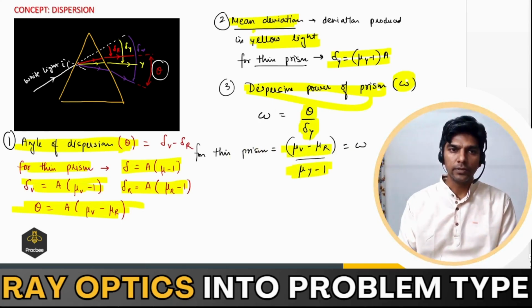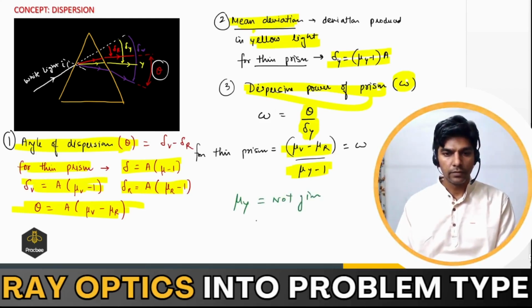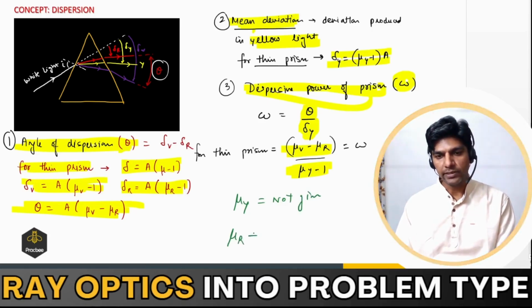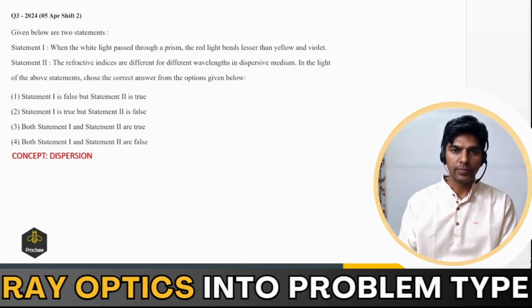And suppose in a question, mu y is not given, but mu r and mu v are given. So mu y you can take as the mean of mu r and mu v. So that can be taken as mu y. Okay, now let us see some of the questions based on this concept.